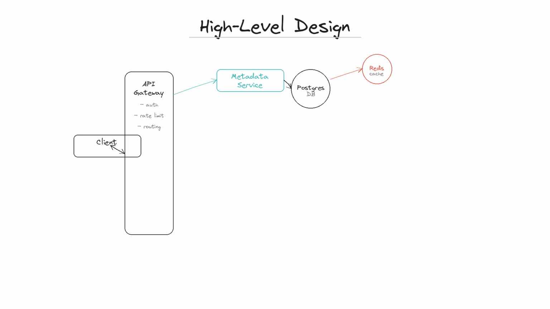The second is the file storage service. This handles the actual bytes, uploading and downloading file content. It's backed by object storage like Amazon S3 or Google Cloud Storage.